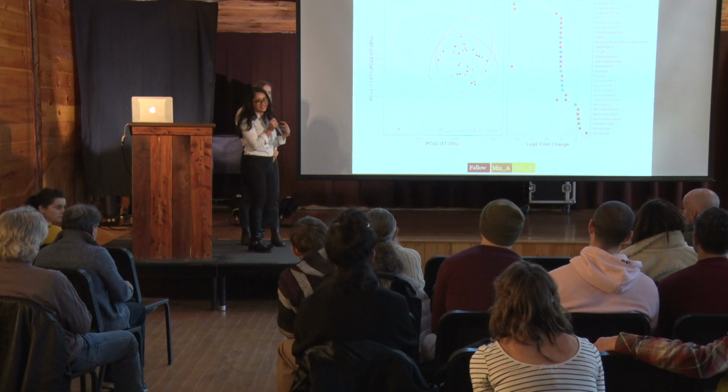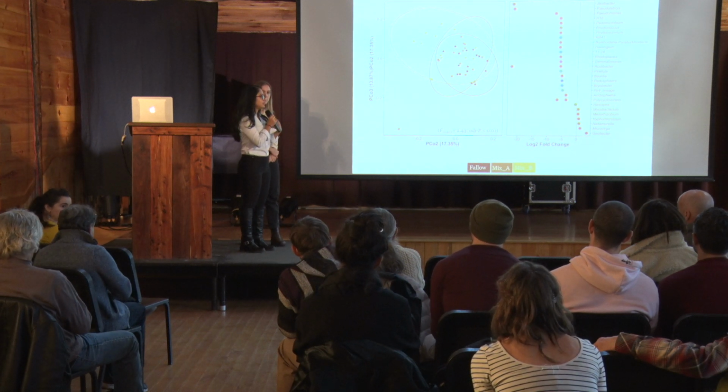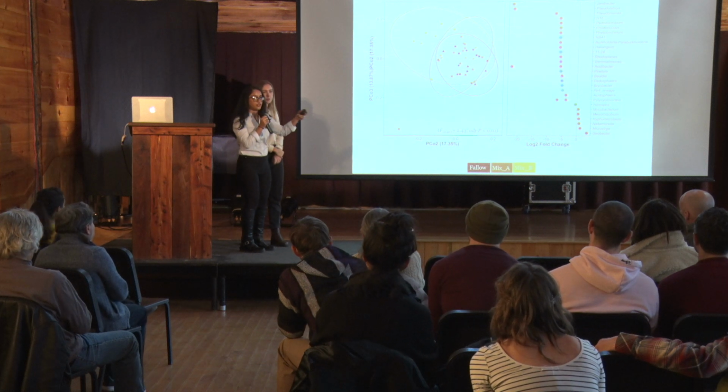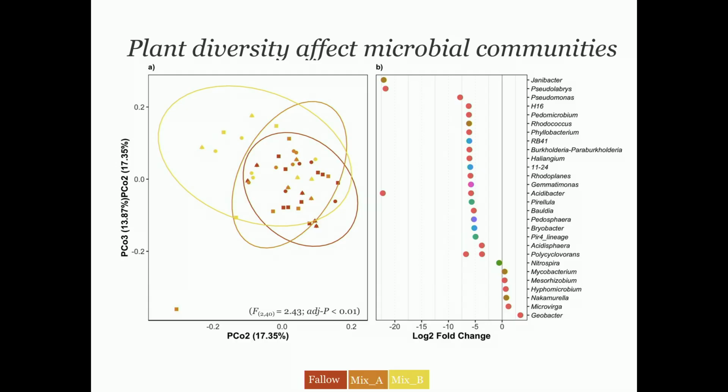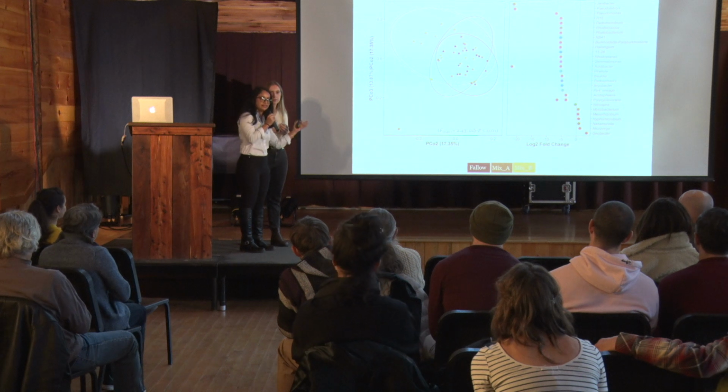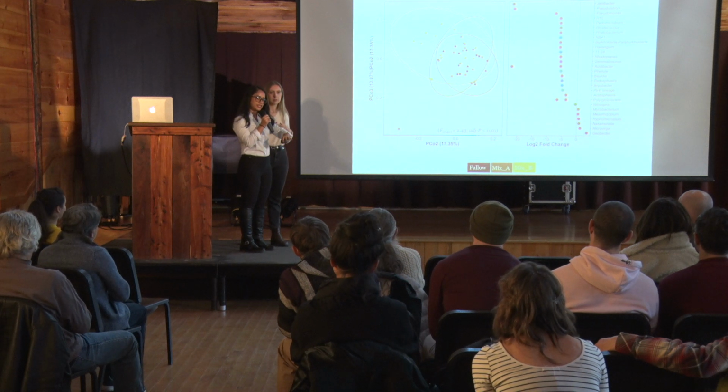Yeah, this is new data that we just got. It's just on diversity. It's just the fact that fallow allows these bacteria to grow and prosper, whereas Mix B does not. We just have to test a lot of other things to know exactly why these species like to inhabit fallow versus Mix B.